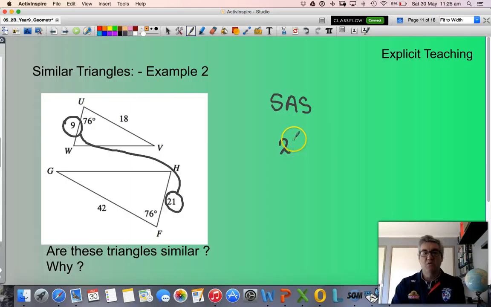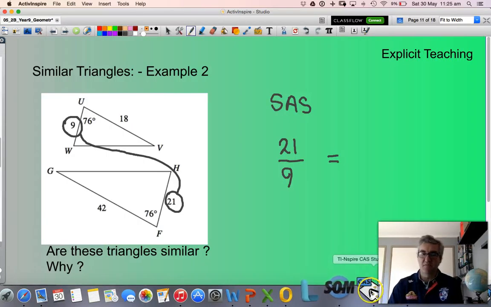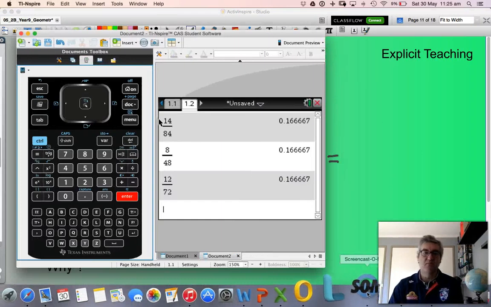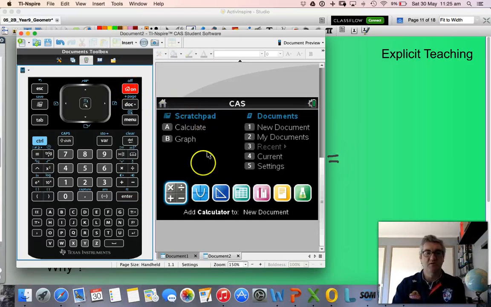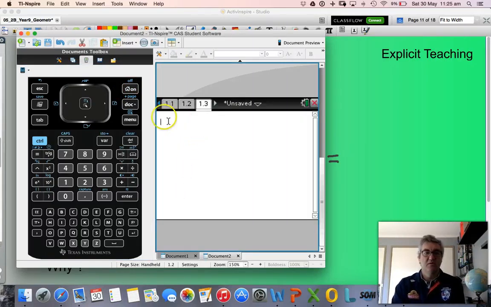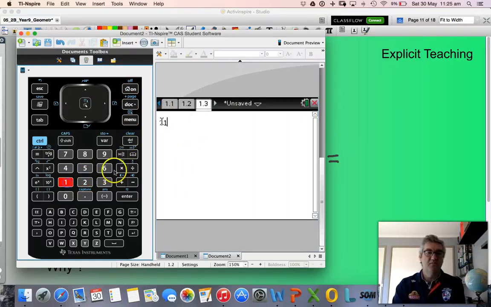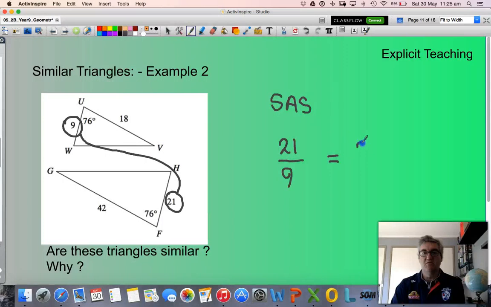So my ratio, 21 divided by 9 equals, I'll be a little bit more careful with my calculator this time. So I'll just do a new page. 21 divided by 9, 2.3 recurring. The other side, I have 18.